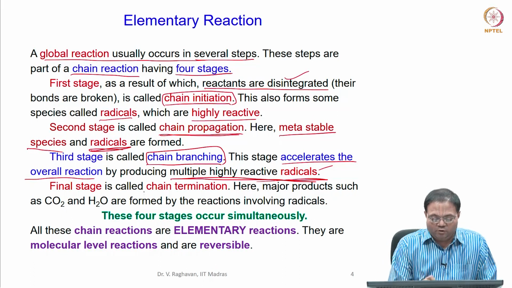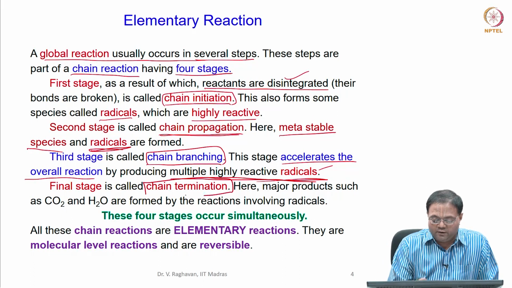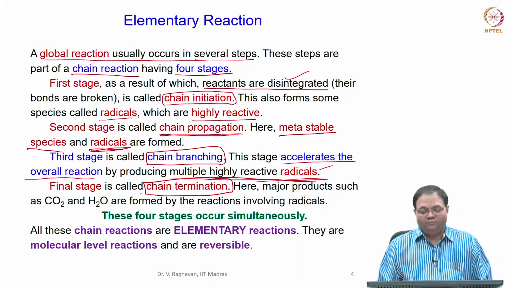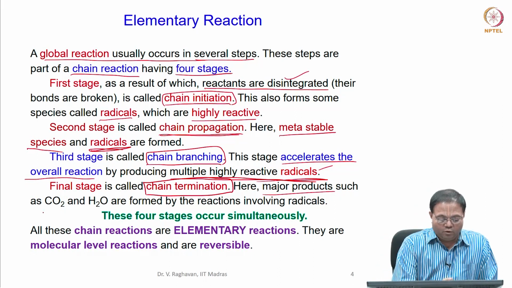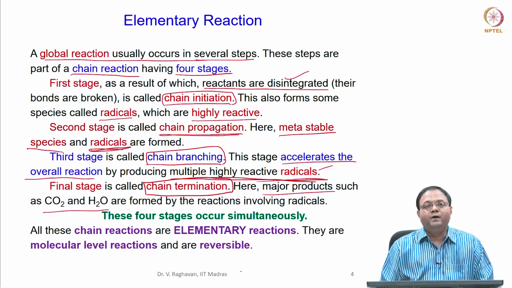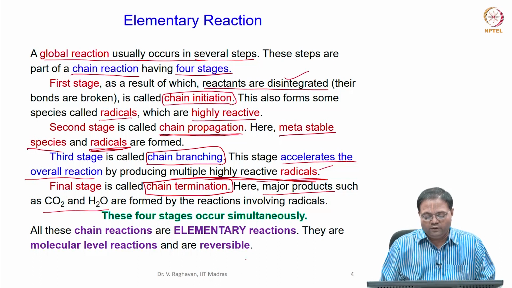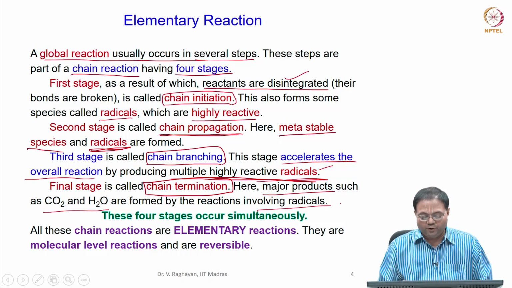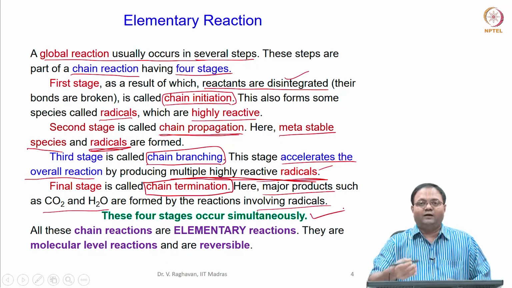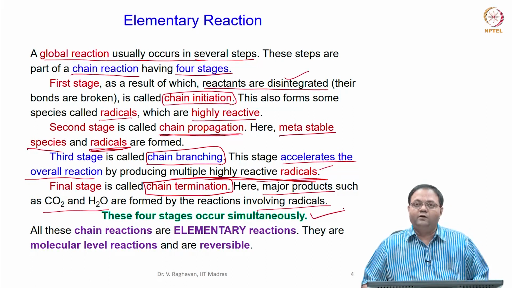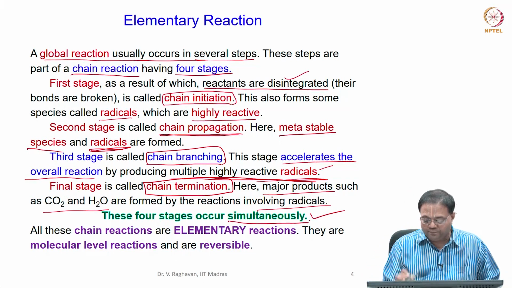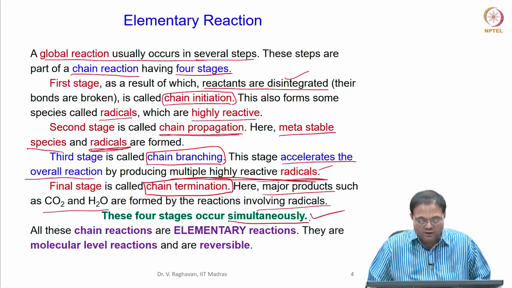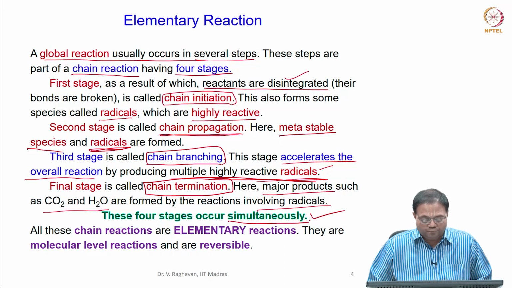The final stage is called the chain termination step, where the major stable products like CO2 and H2O are formed due to the reaction between radicals. Even though we can categorize this into 4 stages, all of these 4 stages occur simultaneously.